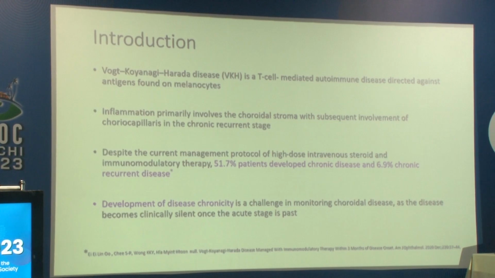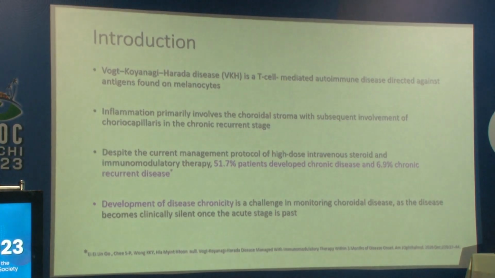Despite the current management protocol of high-dose intravenous steroids and immunomodulatory therapy, 51.7% of patients develop chronic disease and 6.9% develop chronic recurrent disease. The development of disease chronicity is a challenge in monitoring the choroidal disease, as the disease becomes clinically silent once the acute stage is passed.